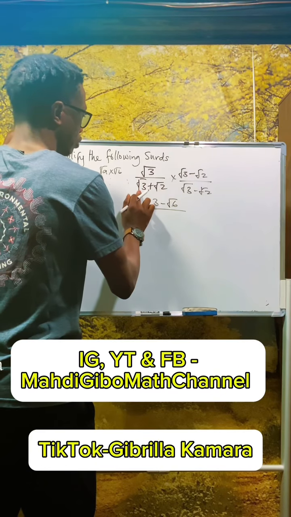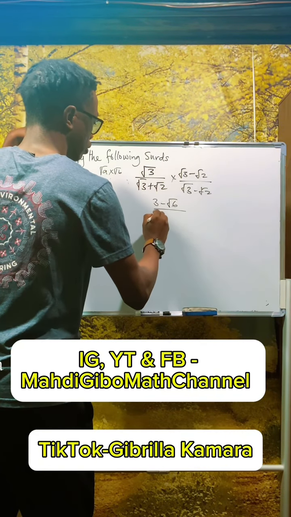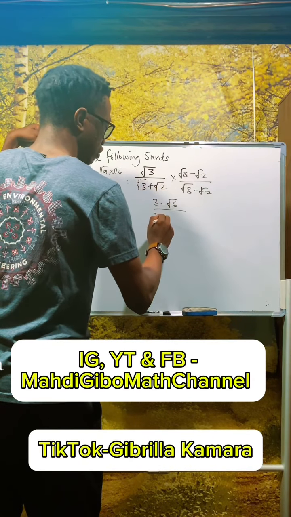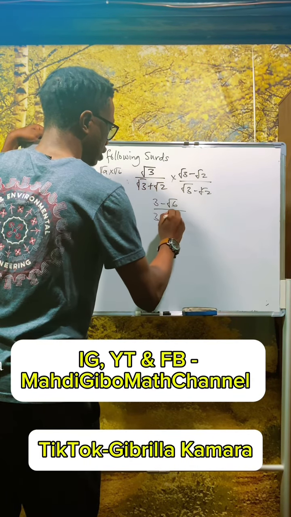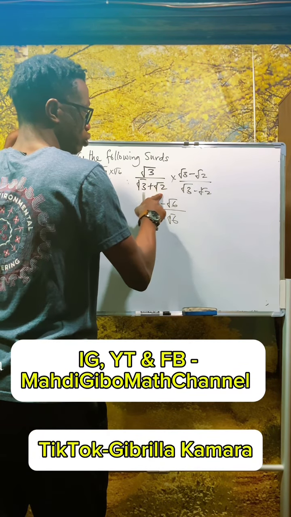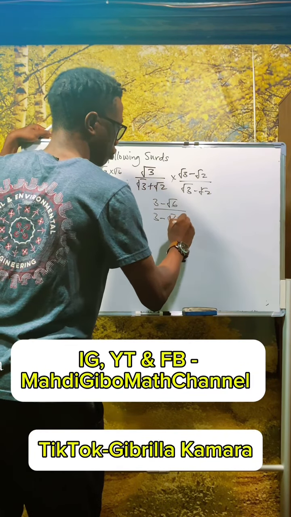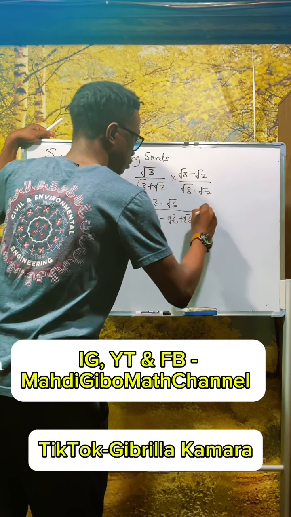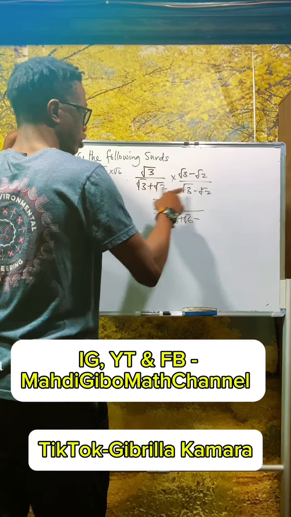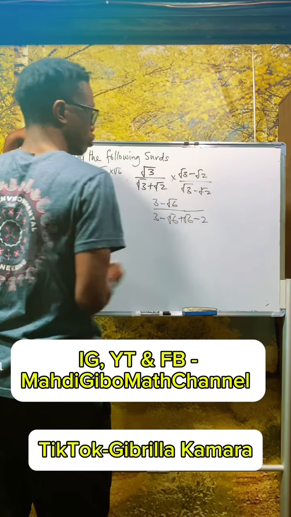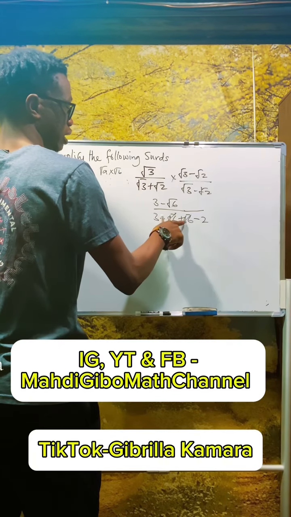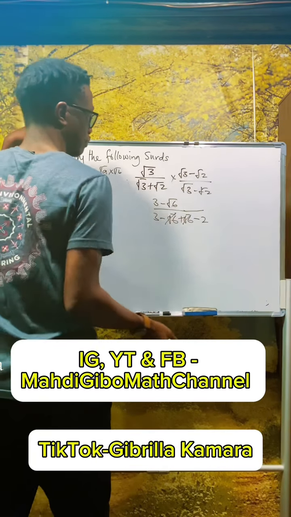And here again, root 3 multiplied by this gives you 3. Then this by this gives you minus root 6, right? Then plus root 2 multiplied by this gives you plus root 6. Then plus times minus is minus, root 2 multiplied by root 2 gives you 2. So this and this cancel because this is minus and this is plus, and both of them have the same number.